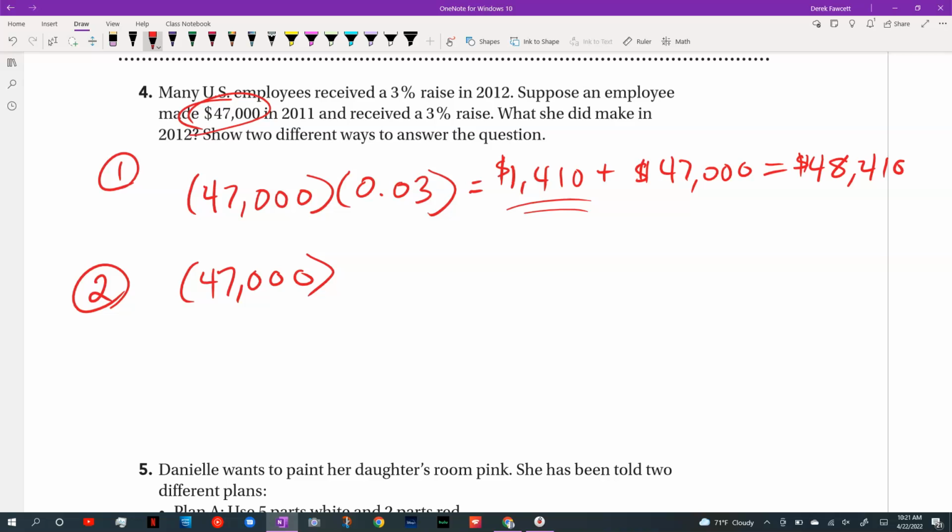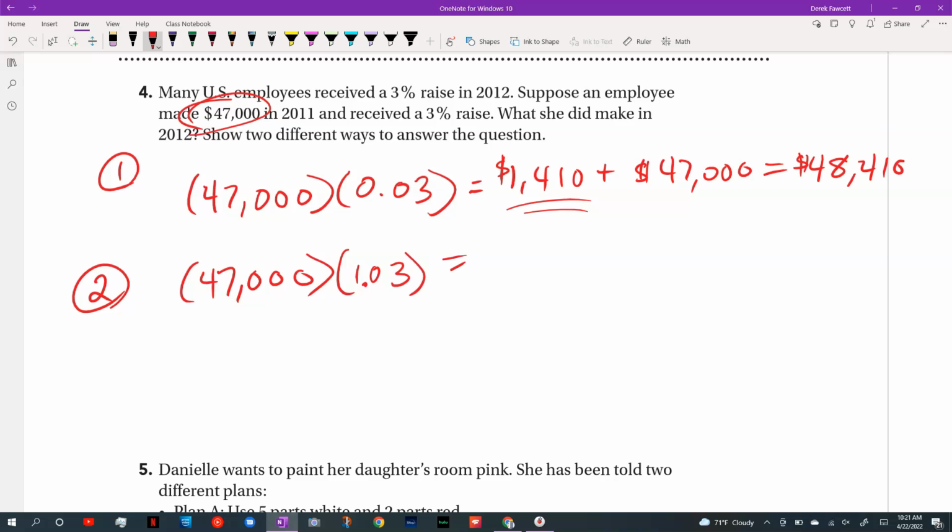All right, so she made $47,000. The next year, she made 3% more. Here's the easy way to think about this. She's making 103% of what she made. Means she's making 100%, that's the 47,000, plus an additional 3%, right? So she's making 103% of what she was previously. And the decimal equivalent of 103% is 1.03.